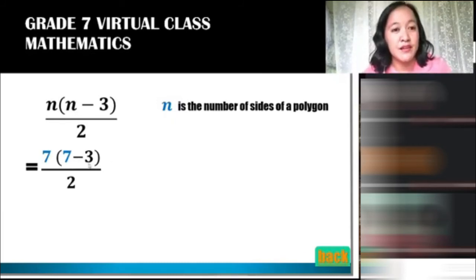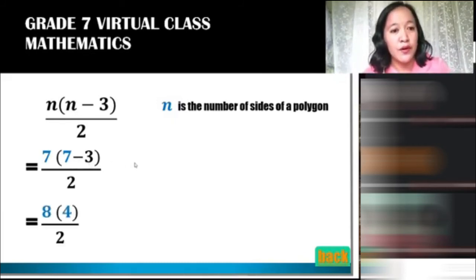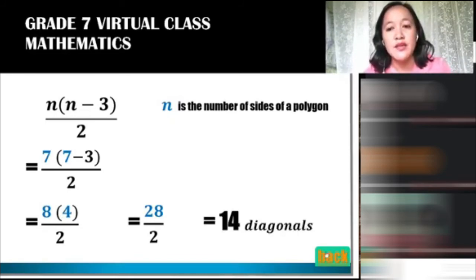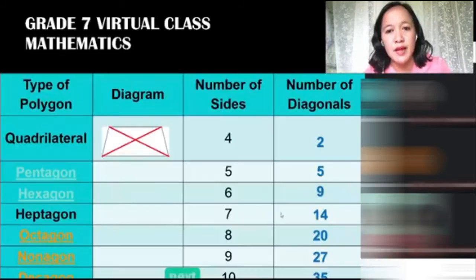Subtract first 7 and 3, and that is 4. After that, let us multiply, for the typographical error, this is 7. So, 7 times 4 is 28. And then, divided by 2, so we have 14 diagonals. Tama ba na 14 ang sagot natin sa heptagon?